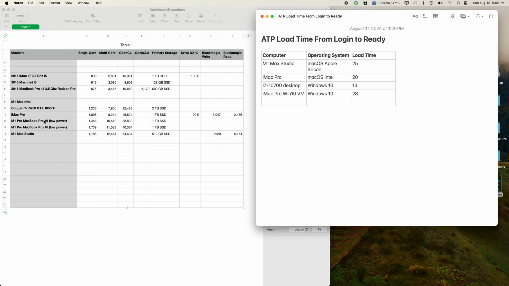Now, if we look at the machines, the 10700 has the lowest multi-core, 7905. The iMac Pro is a little bit faster at 8214, and the M1 Studio is at 12464, or about 50% faster than these two machines. So a machine at 50% faster but using roughly twice as much time to load is pretty bad.